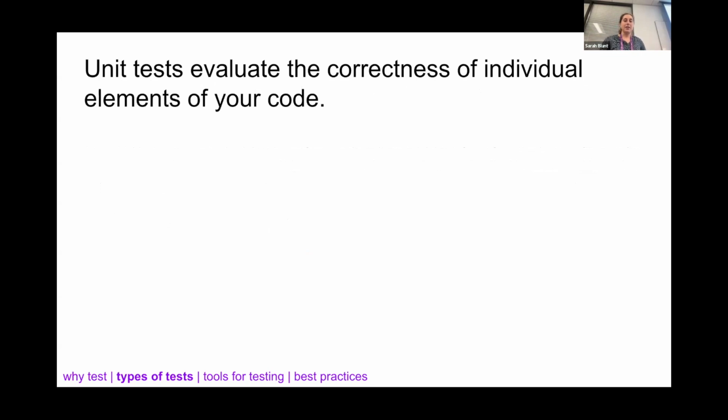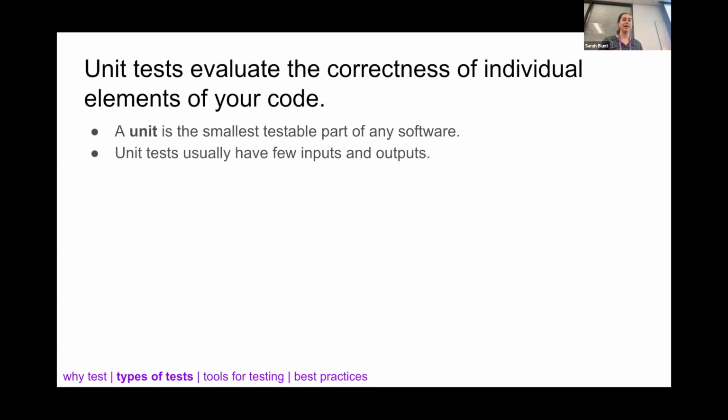Okay, so now let's talk about different types of tests. In particular, we're going to talk about unit tests and end-to-end tests. Unit tests are tests that evaluate the correctness of individual elements of your code. So this is sort of like testing the smallest pieces of your code. A unit is the smallest testable part of any software. So you could think of this as like one function that might be part of a larger set of functions, or one method of a class, one error message, something like that.